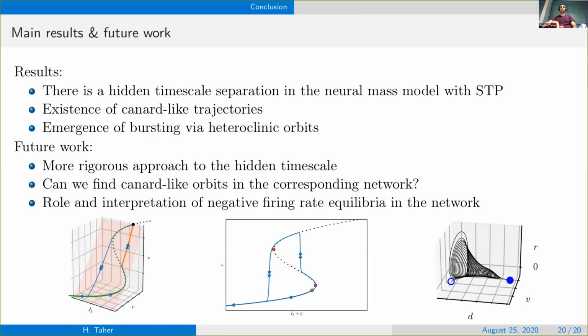Also regarding the network and these heteroclinic orbits, we have seen that there's an equilibrium at negative firing rates for the neural mass. In the network, we cannot expect to have equilibria at negative firing rates. So the question is, what is the role and the interpretation of these equilibria for the network? And can we find this kind of orbits?